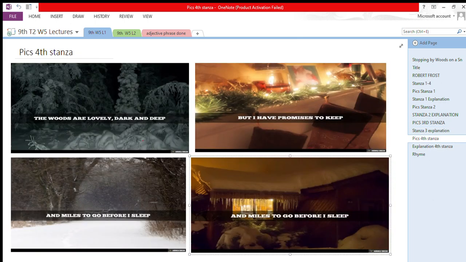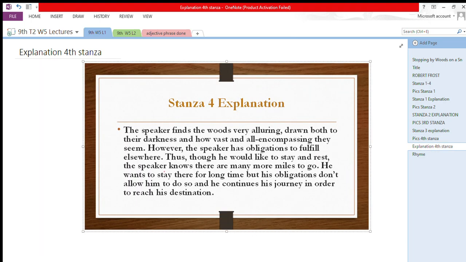Now the fourth stanza: the woods are lovely, dark and deep, but I have promises to keep, and miles to go before I sleep, and miles to go before I sleep. Now see, the second and third stanza dealt with the feelings of the horse, but the fourth stanza deals with the feelings of the poet. Now here in this stanza, the poet or the speaker finds the woods very alluring, mesmerizing.